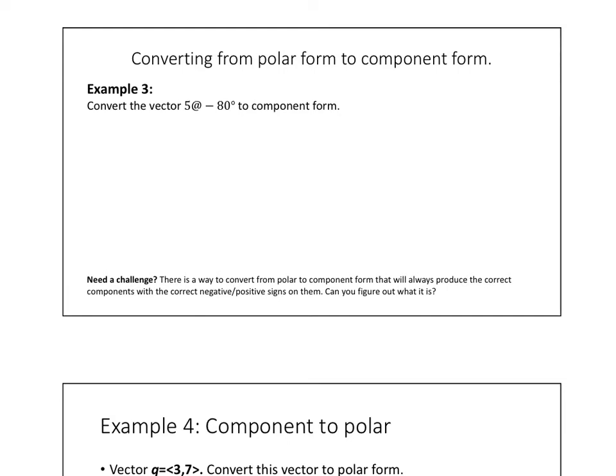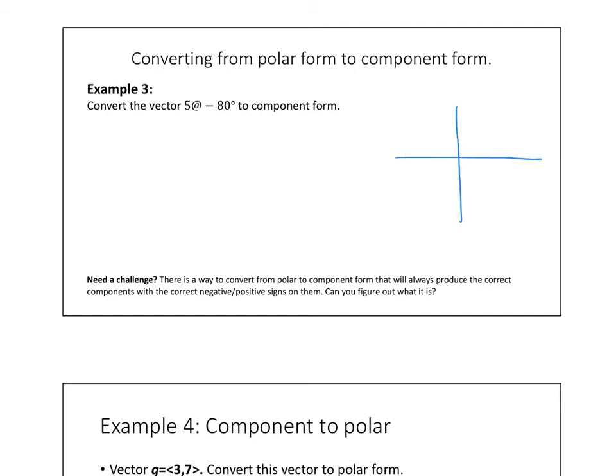Okay, I'm going to walk through examples 3 through 6 from notes 1.2. Example 3 we skipped in class. So we're going to convert the vector 5 at negative 80 degrees to component form. To begin, I'm going to sketch the vector.